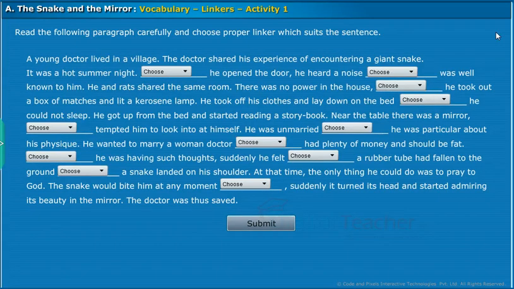Let us do an activity to understand the linkers better. Read the following paragraph carefully and choose proper linker which suits the sentence.